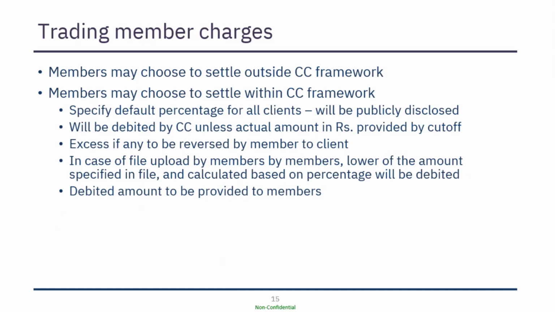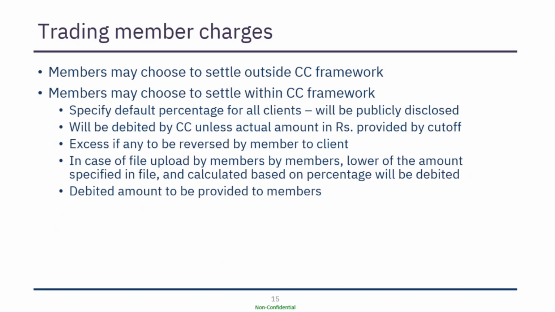So suppose 1% on 1,000 rupees comes out to 10 rupees, and the member uploads a file saying the actual trading member charge for this customer is 6 rupees. Then we will say, okay, 6 is less than 10, so we will add 6 as trading member charges to the obligation of the client. The amount debited will be the 1,000 rupees trade obligation plus STT and stamp duty, suppose another 5 rupees, and on top of that, this 6 rupees as the additional charges. So this total amount will be debited.